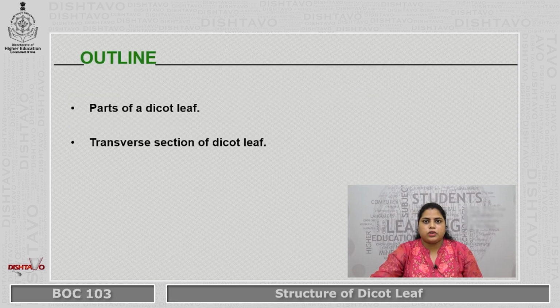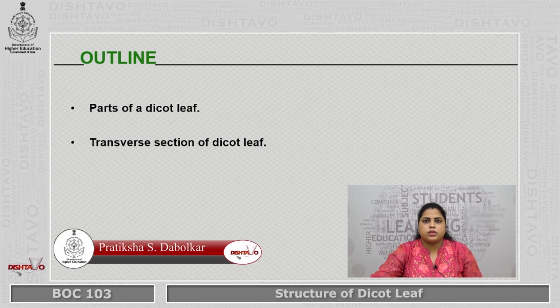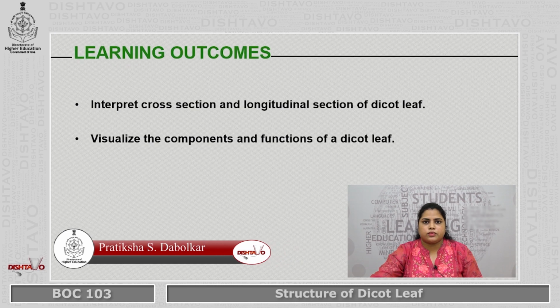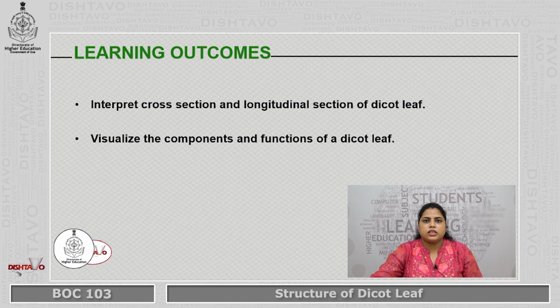This module focuses on the parts of a dicot leaf, the transverse section of a dicot leaf. By the end of this session, the learner would be able to interpret the cross section and longitudinal section of dicot leaf, and would be able to visualize the components and functions of a dicot leaf.